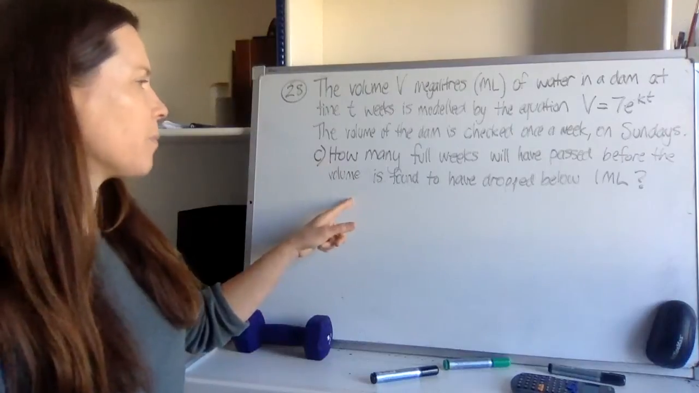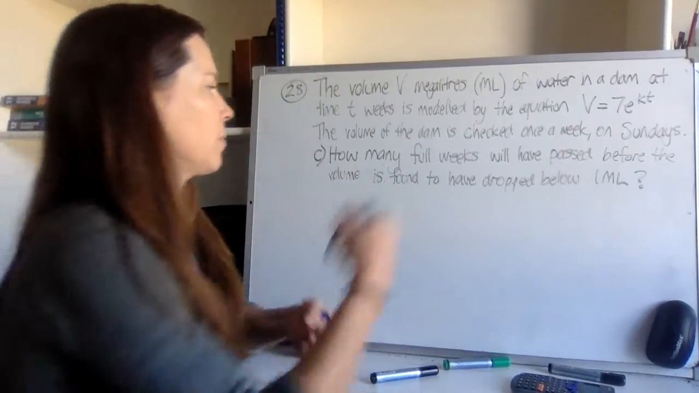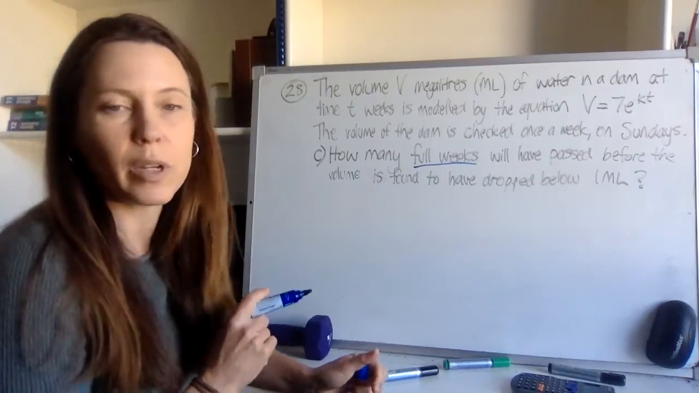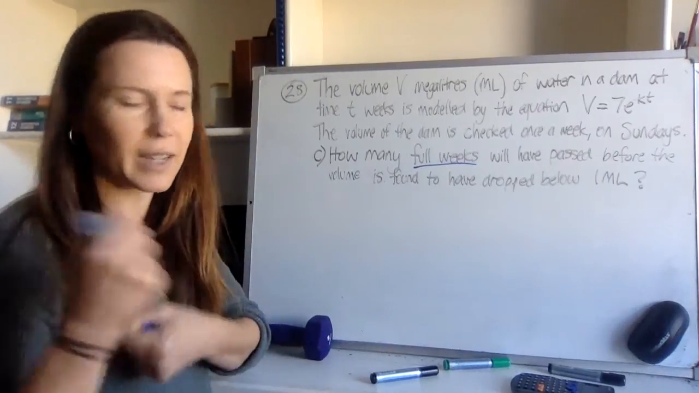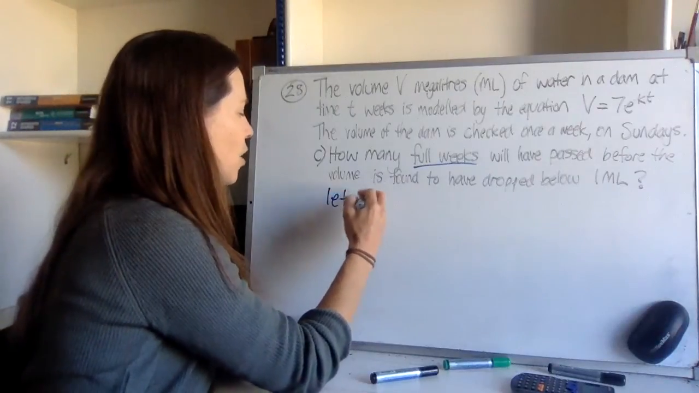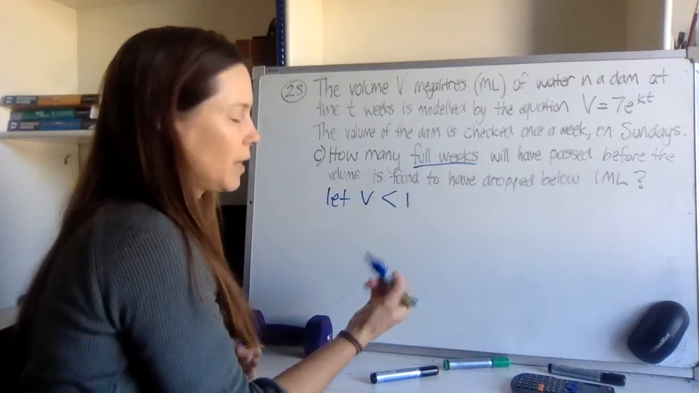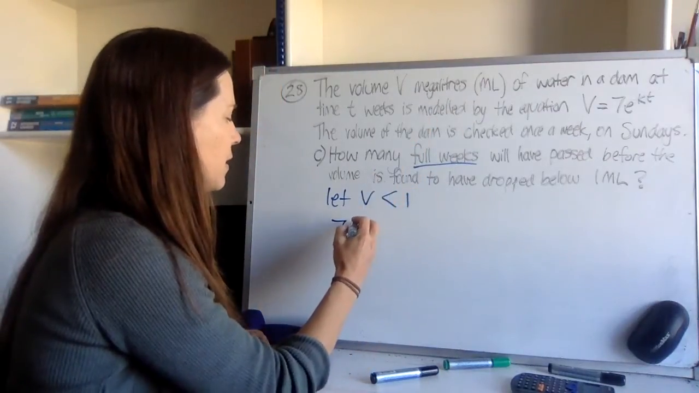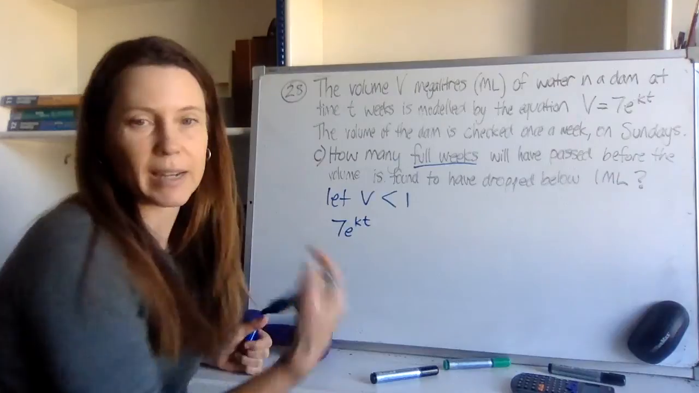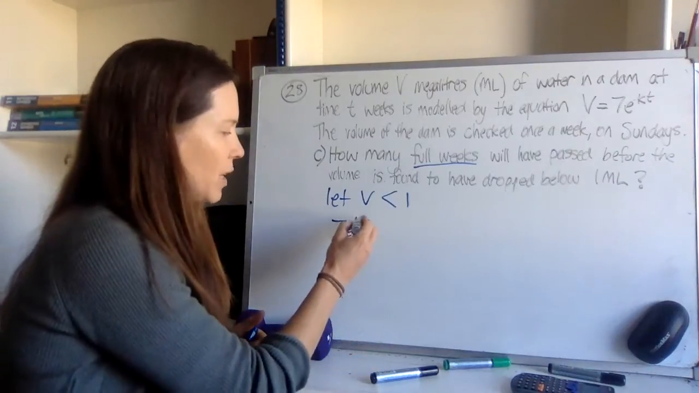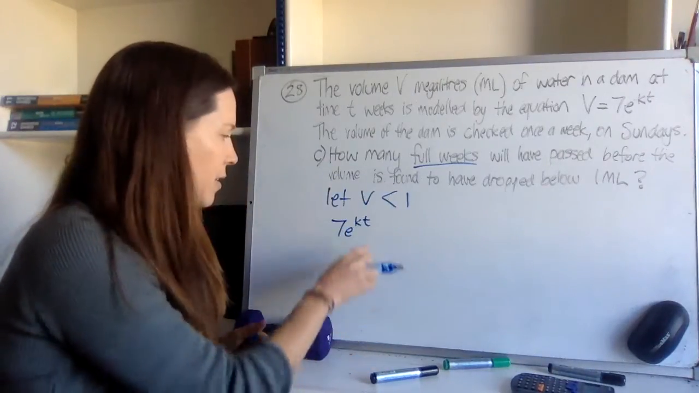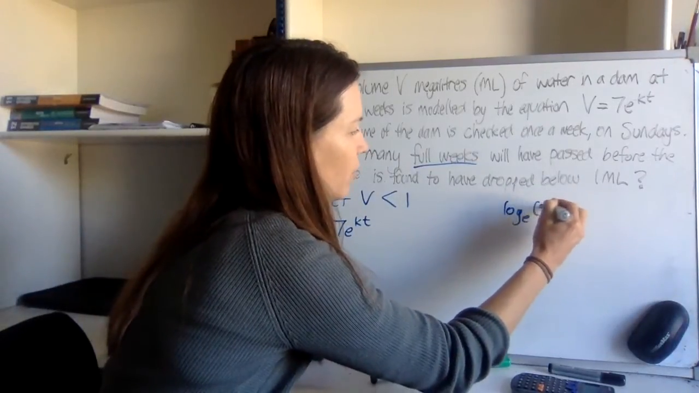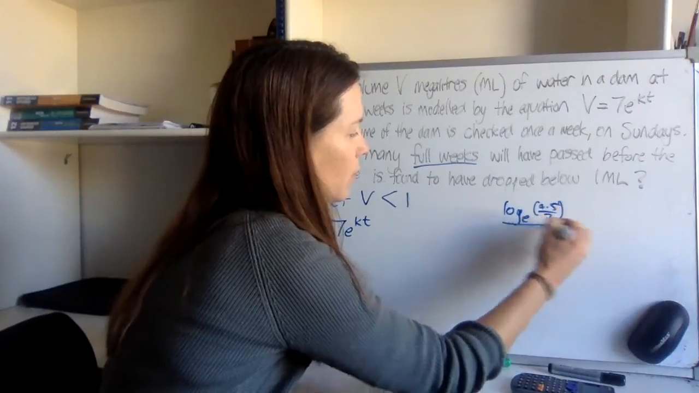In part C, it says how many full weeks will have passed before the volume is found to have dropped below 1 megalitre. So writing down my plan here, I want to let the volume be below 1 and then solve for t. So my volume is 7e to the kt, where I actually know k now. Now at this point I'd rather just write k, because during my working process k is so much easier to write than the log of all of this over 5.